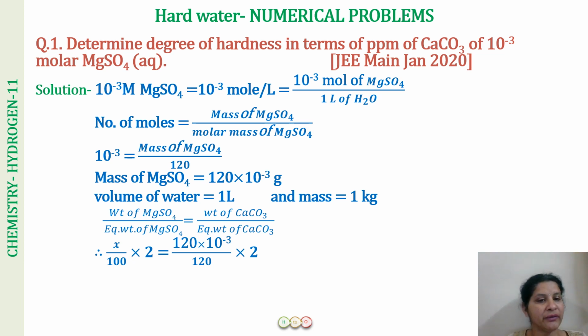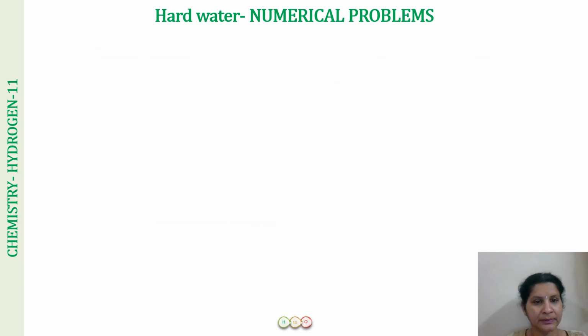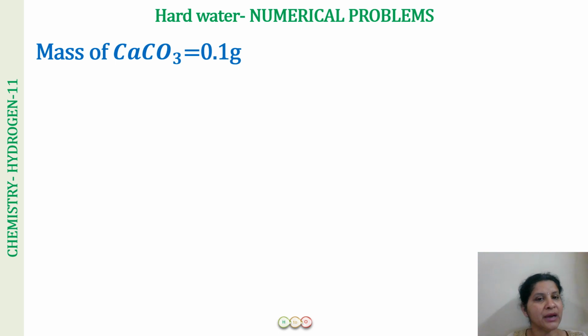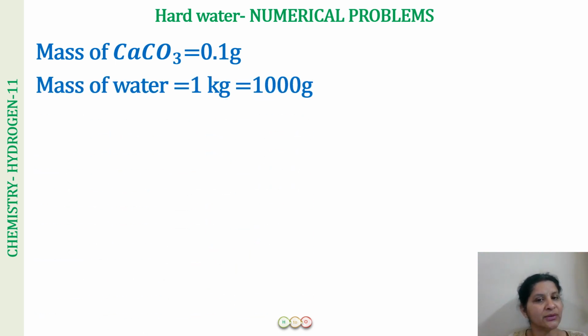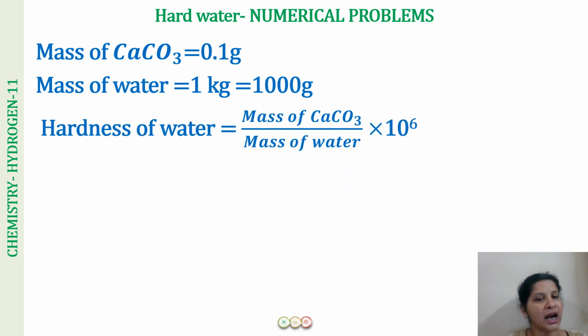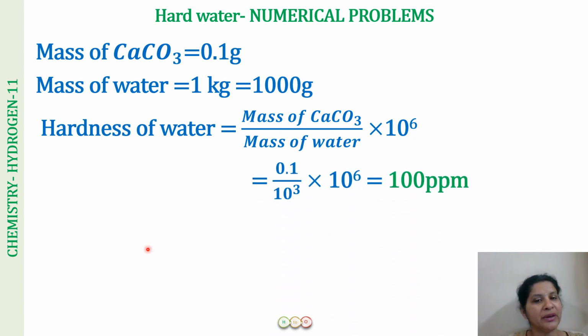Fine. So now what we get, the mass of calcium carbonate, this will come up to 10 power minus 1 gram or 0.1 gram. So the mass of calcium carbonate we have found out to be 0.1 gram, and the mass of water is 1 kg, that is 1000 gram, and we have to find the hardness of water. So mass of calcium carbonate over mass of water into 10 power 6. So putting the values, the hardness of water will be equal to 100 ppm. So the answer, this was an integer type question.